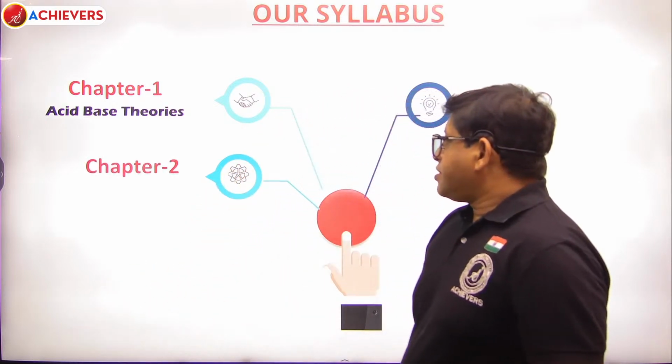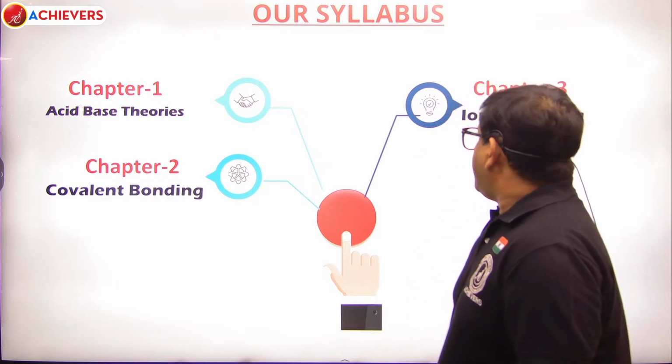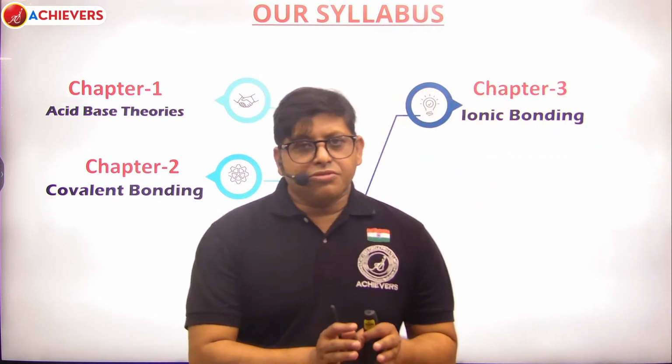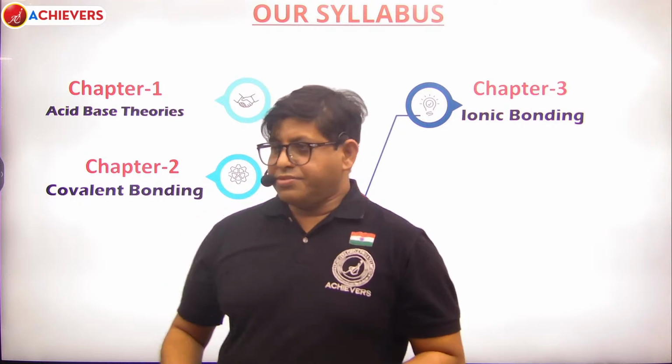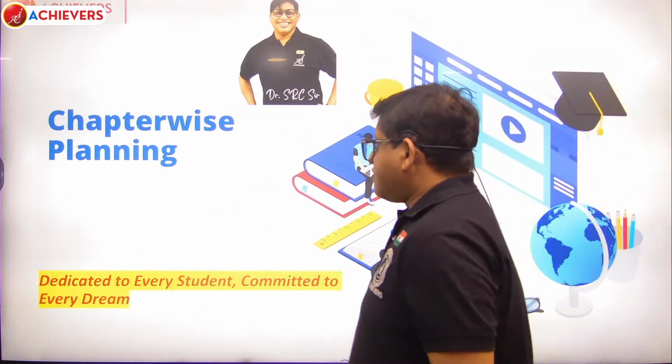Now coming to chapter 2, that is the bonding part. This is covalent bonding, and chapter 3 is ionic bonding. So these are the three chapters in your semester syllabus for inorganic chemistry. Now let us focus on the chapter wise planning one by one.